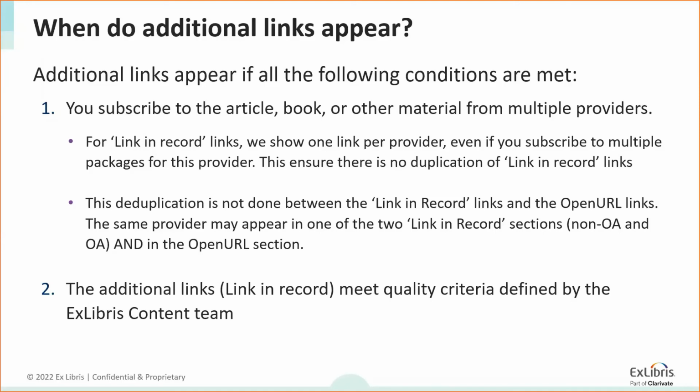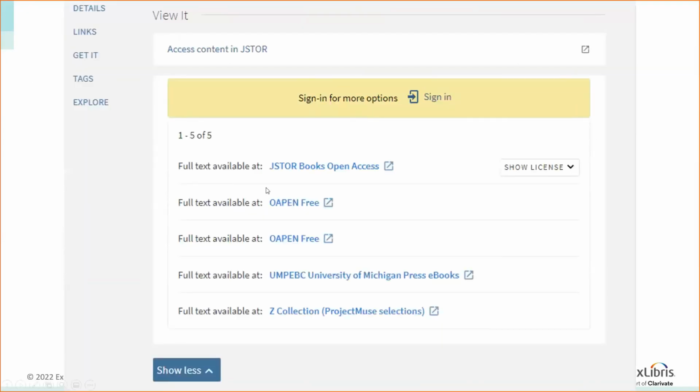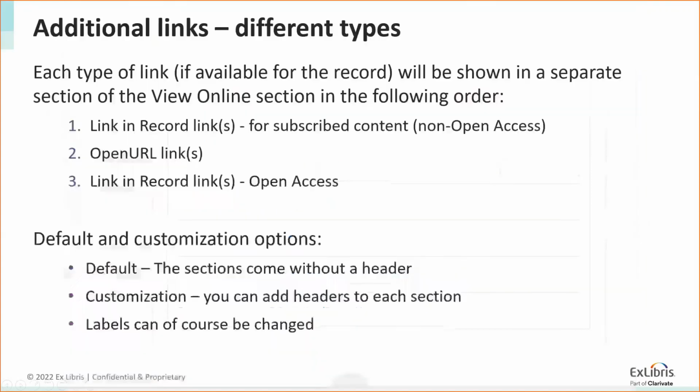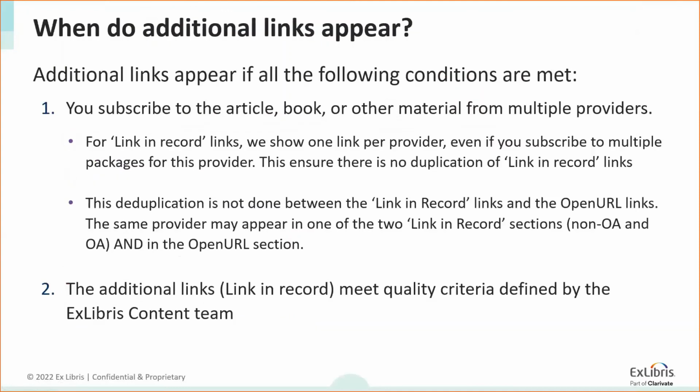What we do not do is deduplication between linking record and OpenURL. So the same provider may still appear in, let's say, 1 linking record section, or 2, one in the open access and one in the non-open access, although that's rare, plus in the OpenURL section. And the screenshot that I have here of JSTOR is an example of this. JSTOR initially is shown in a linking record link, but it's also active in your Alma link resolver, so it will also show in the section of the OpenURL. So this is a case where we don't do deduplication, because that's much trickier to do.